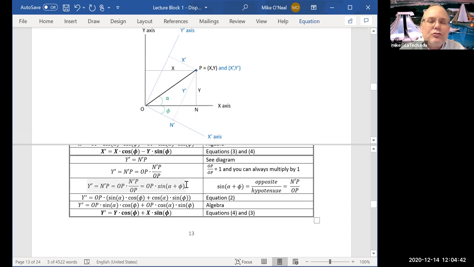Well, we can use equation 2 and rewrite the sine of alpha plus phi as this. We can then multiply the OP times both components. We get this, and now we see the OP sine alpha from one of our equations, I think it was 3, is just y, and from 4, OP times cosine of alpha is just x, and now we have our final equation. Y prime equals y times cosine phi plus x times sine of phi. Okay.